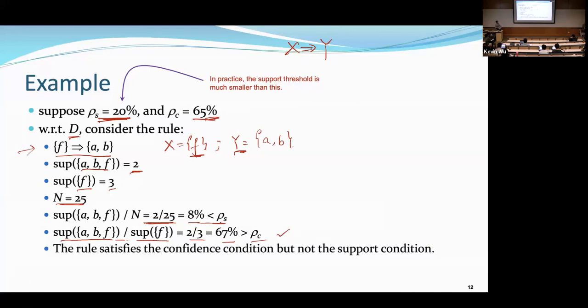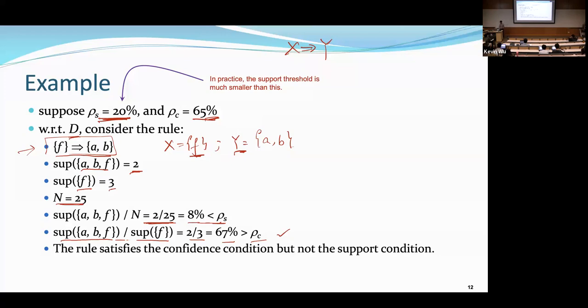All right. So for this example rule, F implies AB, we find that it satisfies the first requirement. It satisfies the confidence requirement as well, but it doesn't satisfy the support requirement. And therefore, this rule should not be reported, should not be extracted. So this rule satisfies the confidence condition, but not the support condition. It's just an illustration of the definitions of association rule.